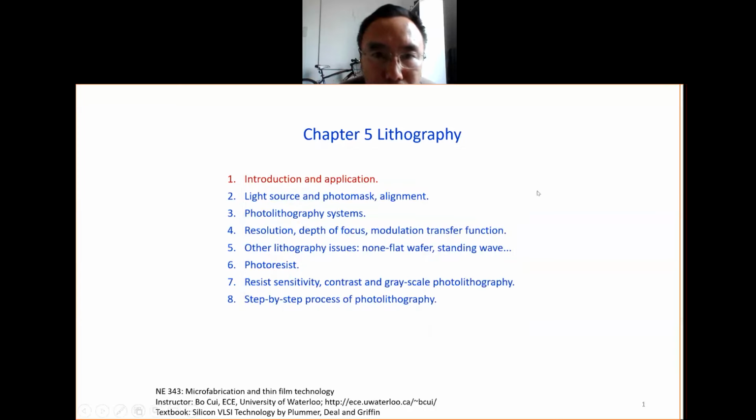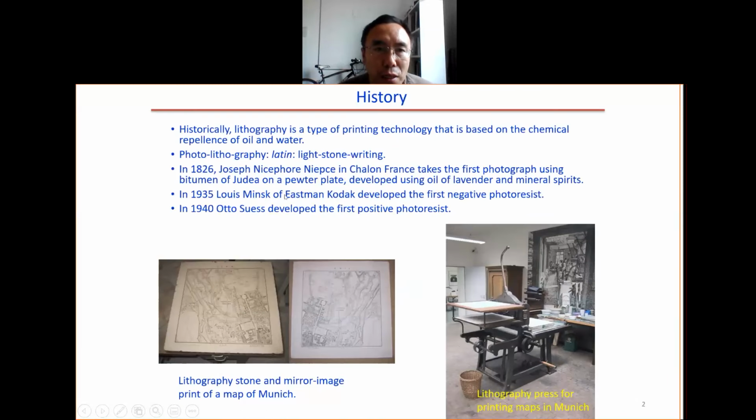So now let's look at Chapter 5, Lithography. Historically, lithography is the printing technology that is based on the chemical repellent of oil and water. So photolithography means light, stone: litho, stone; graphy, writing.